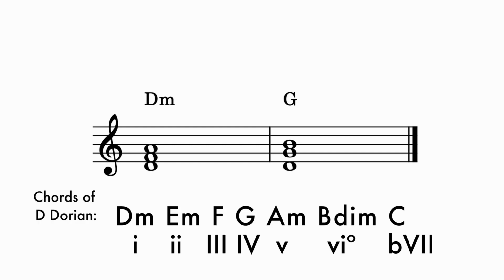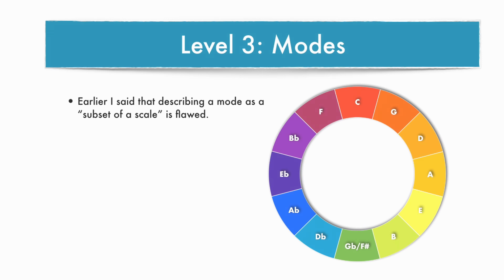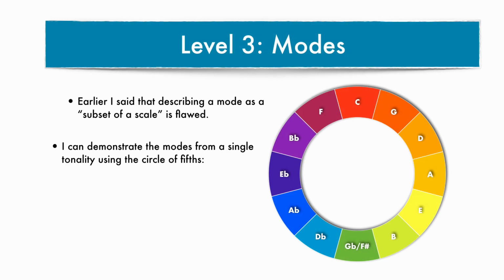In D Dorian, the 1 chord is minor and the 4 chord is major. This is one of the most popular progressions to establish a Dorian sound. Returning to the circle of fifths, I'm now going to show you how the bright to dark modes are represented, but from the standpoint of one tonality.